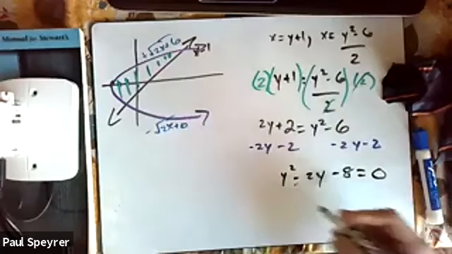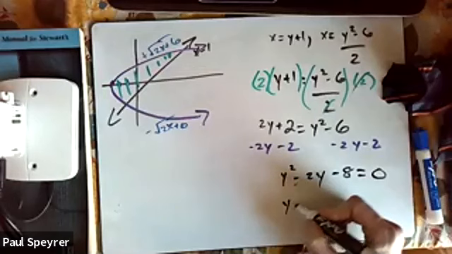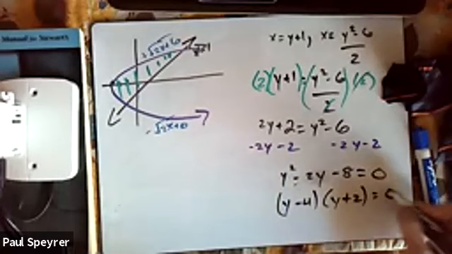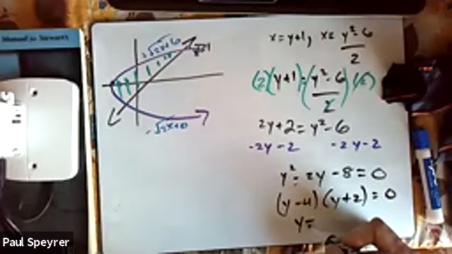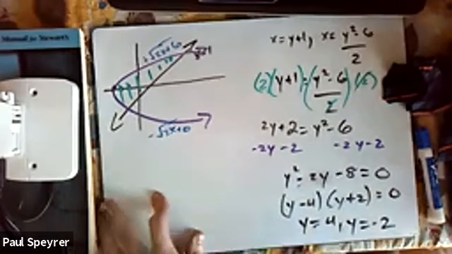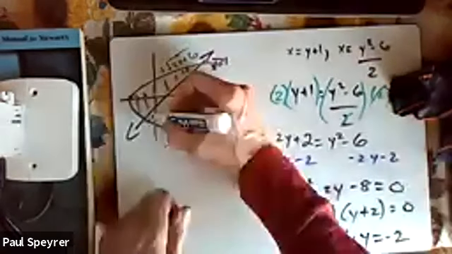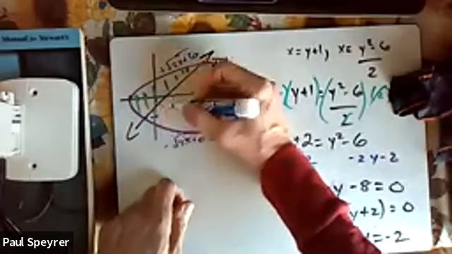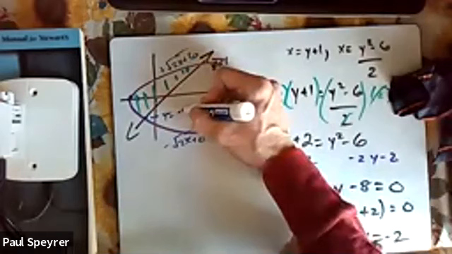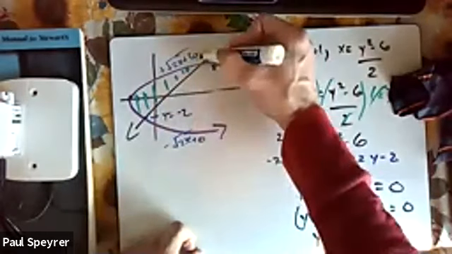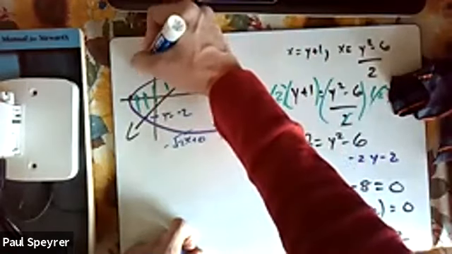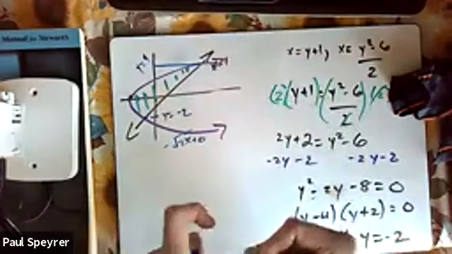So now we can factor this into y minus 4 times y plus 2 equals 0. So y equals 4 and y equals negative 2. So again, what does that represent here? That's representing this. This is y equals negative 2. And this is the y value four.